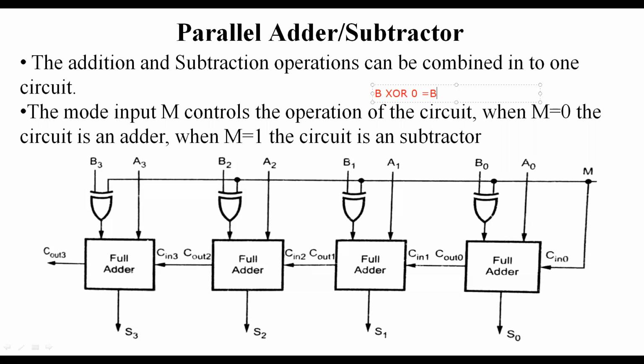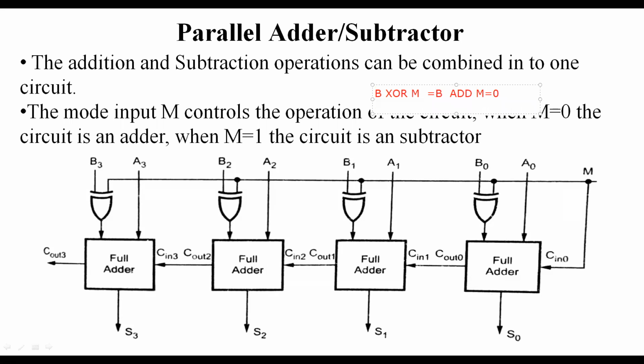Here the addition operation is performed by controlling one of the inputs to 0, then it will perform the addition operation. That is, by using this mode control equals to 0, that is, B XOR with 0. Here the 0 is nothing but the mode m0. It is performing the addition operation for m equals to 0.